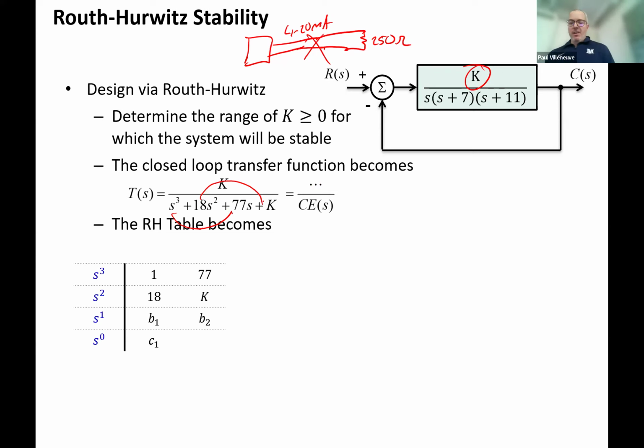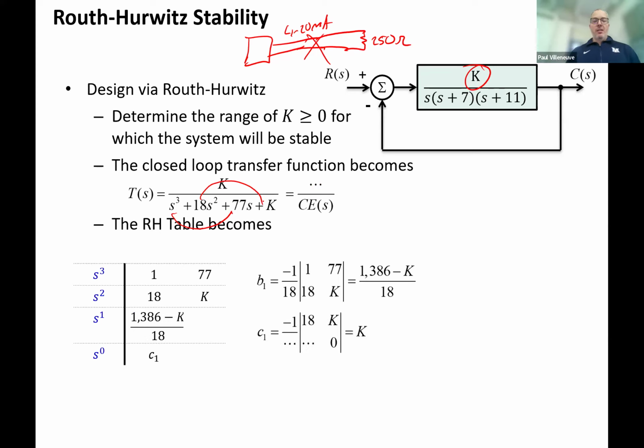Now I solve for B1. It's 1,386 minus K, divided by 18, is the first one. Solve for C1. Why did I solve for B1? Or I'm sorry, B2. I didn't solve for B2 because I know it's going to be 0, because if I was to fill in those terms, I know that the column just to the right of that is going to be filled with 0. So there's no reason to calculate it, but you're welcome to check B2 to see if you have.